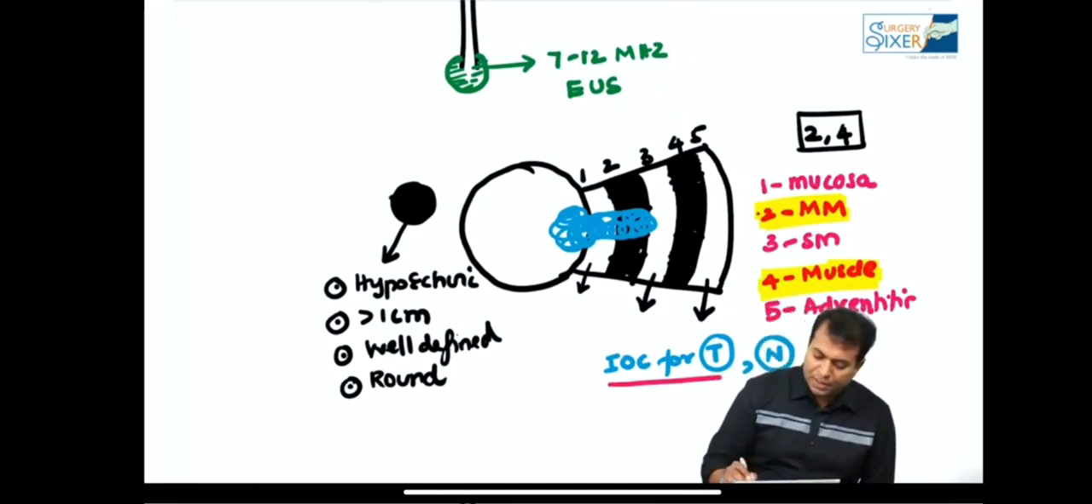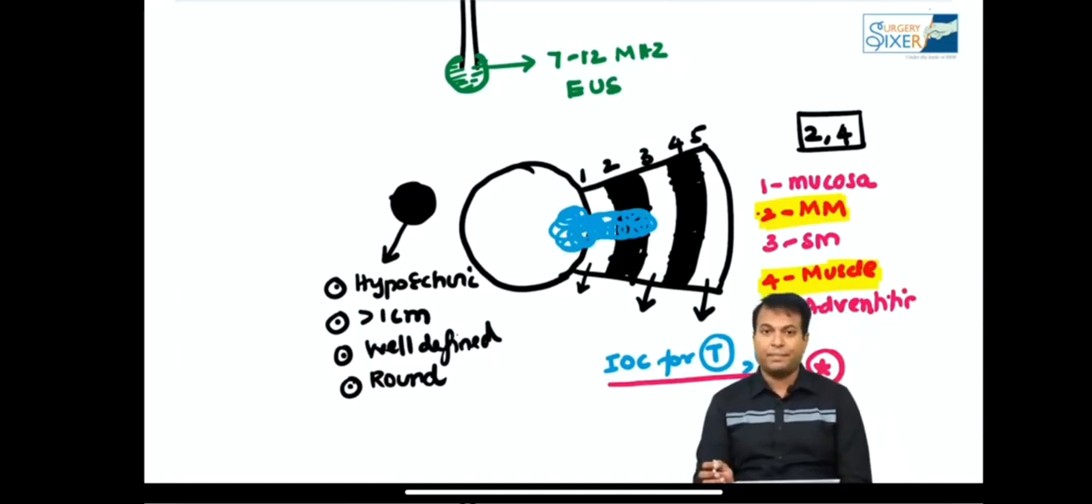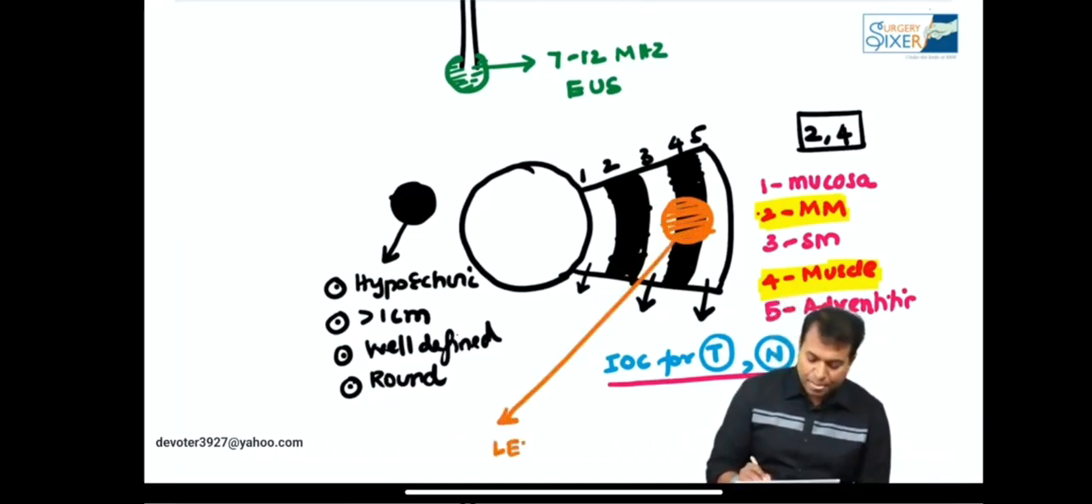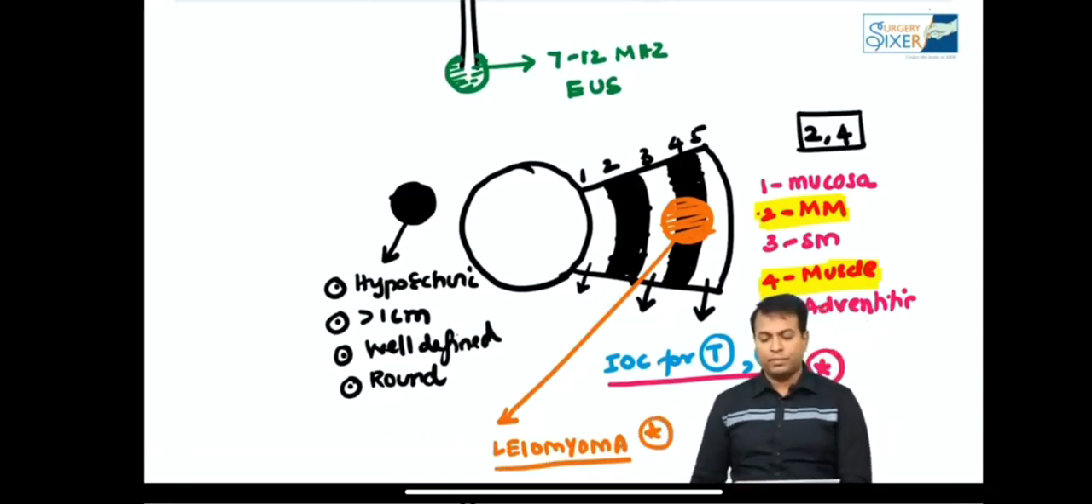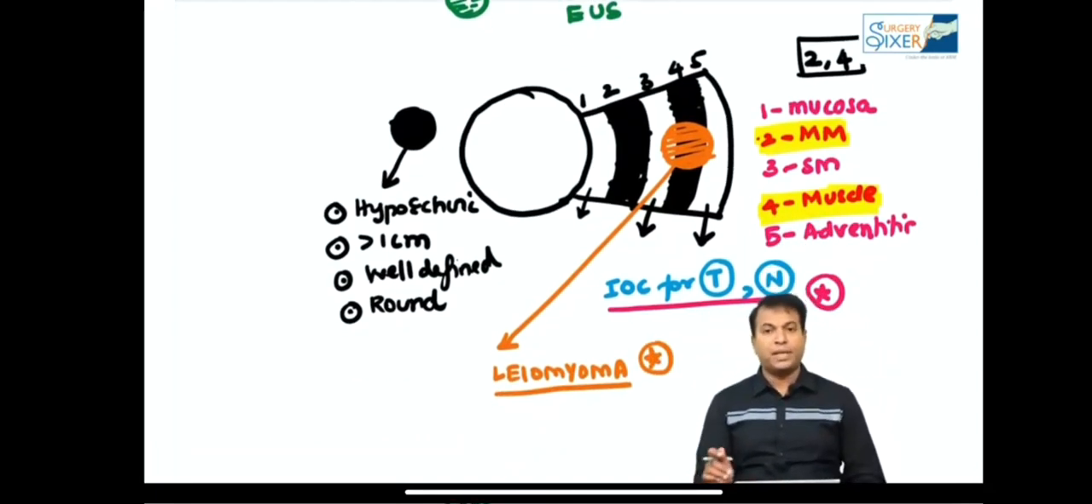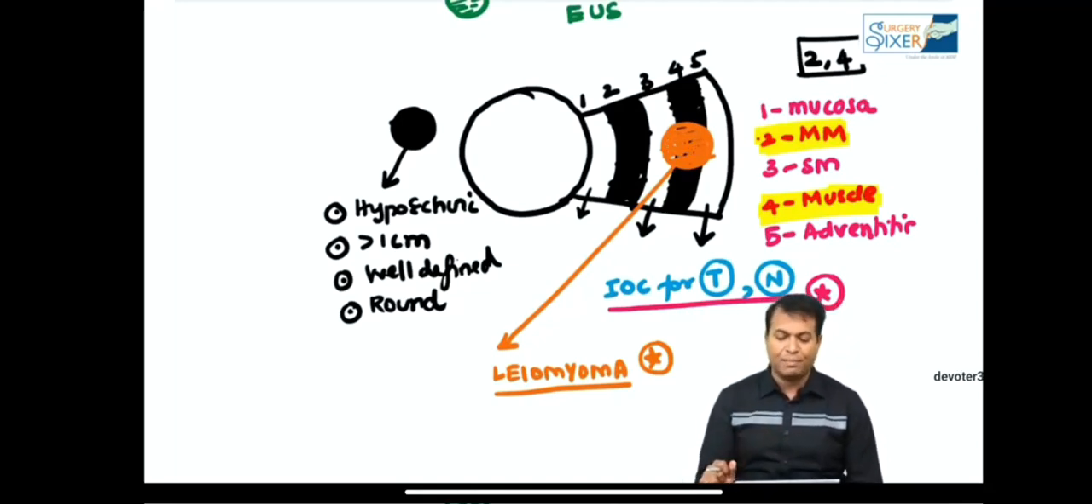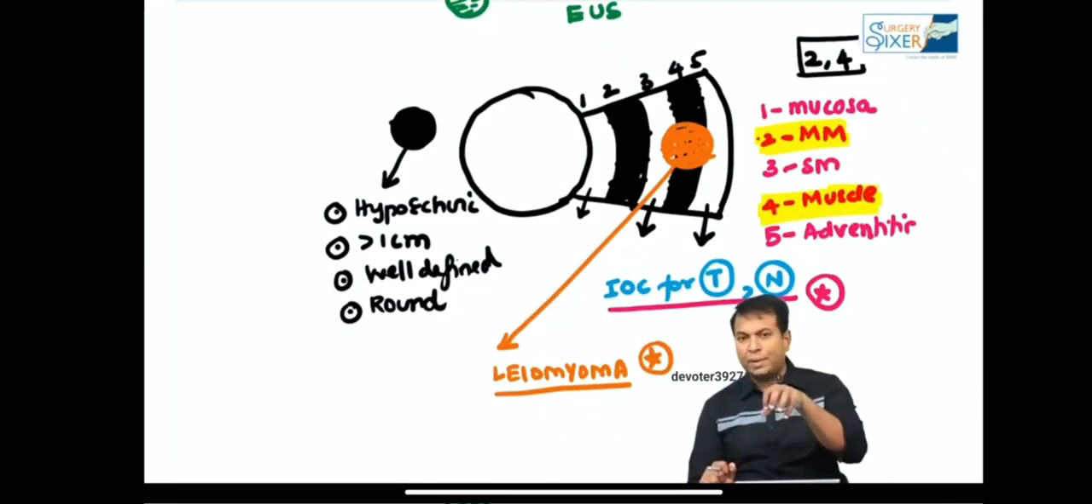Remember that this is the investigation of choice for T staging and N staging. Even tumors or lesions arising from the muscle layer can be identified. For example, what benign tumor arises from layer number 4? The benign tumor arising from layer number 4 is leiomyoma. Please don't forget this MCQ also. Leiomyoma arises from muscle, so EUS will tell you the nature of the tumor.